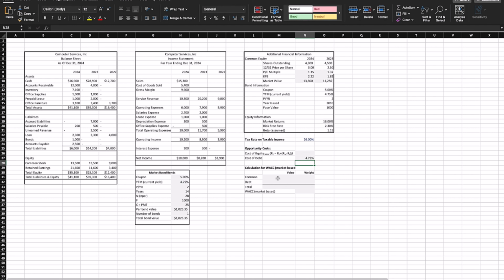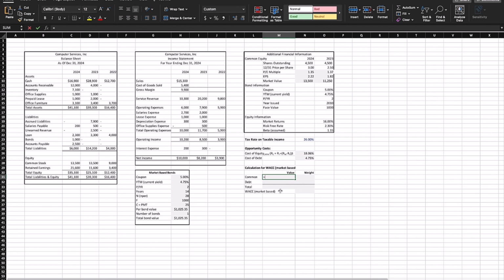So again, our cost of debt is just our current yield, so we can bring that on over. Our cost of equity using the CAPM model is going to be our risk-free rate, so right here, plus parenthesis our beta, parenthesis again, our market minus the free, and then double parentheses. Oh, we forgot our times.